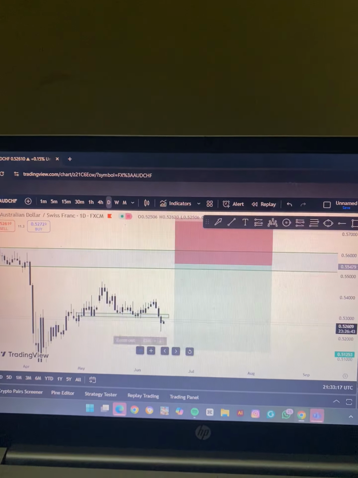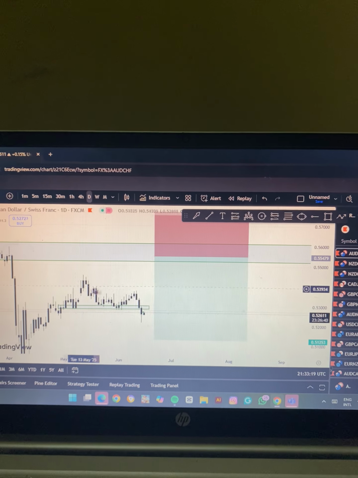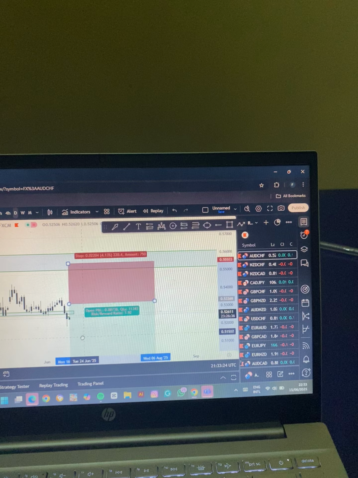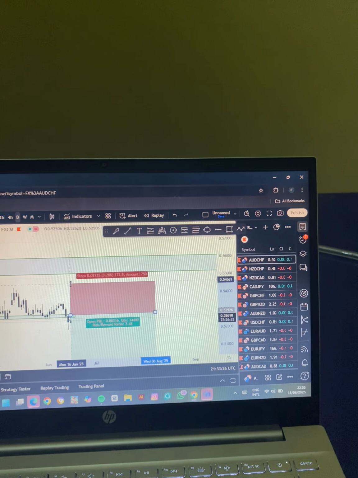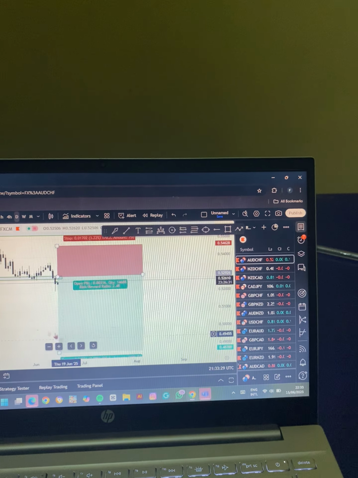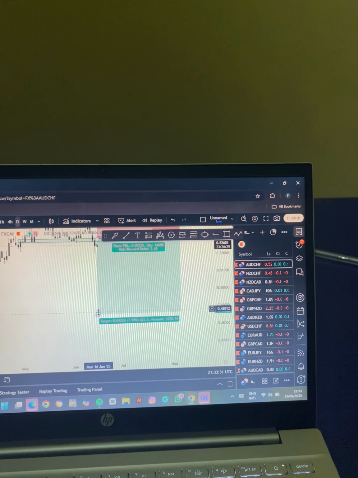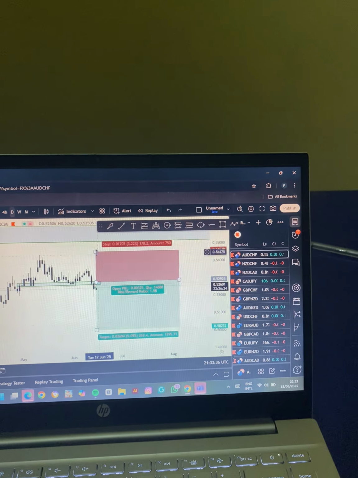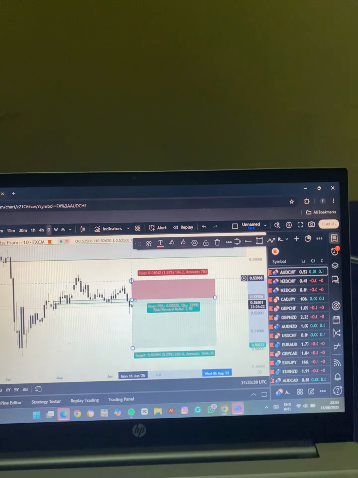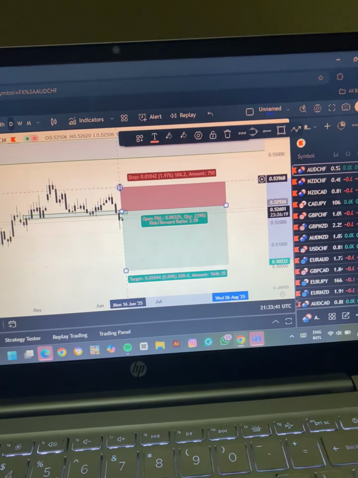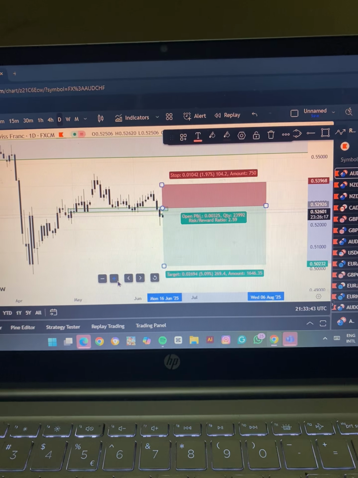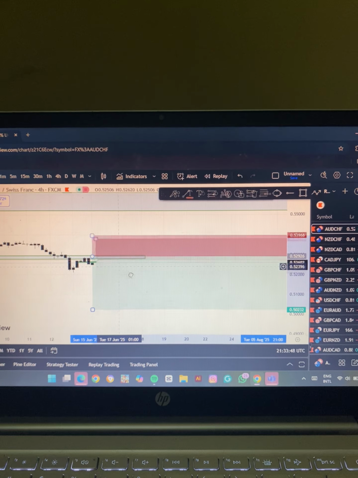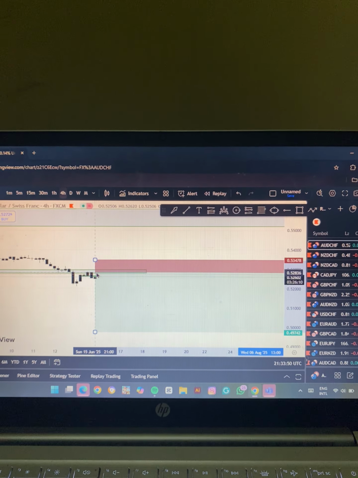This is the left shoulder, head, right shoulder. So looking for a retest of the neckline around this area, then down to continue the trend. This will probably be our target, this area. SL will probably be above this, then to a lower time frame, probably above this.